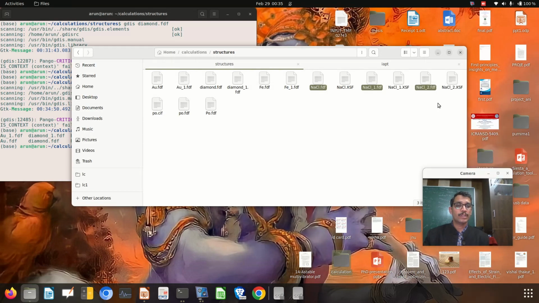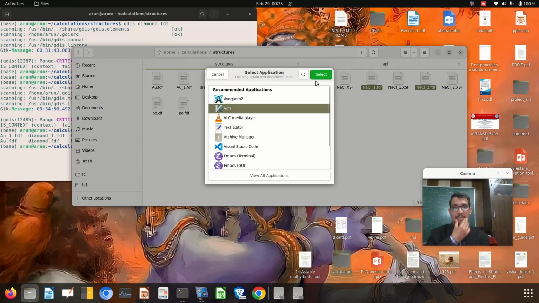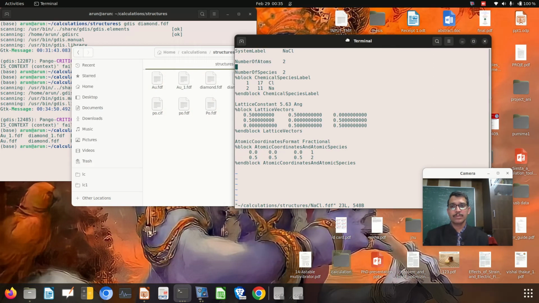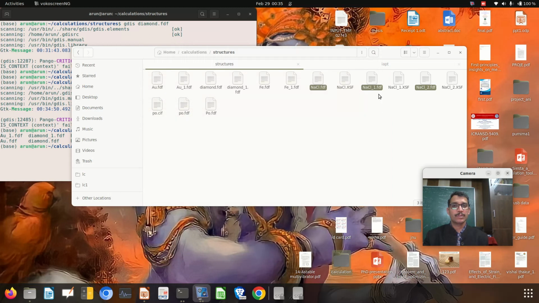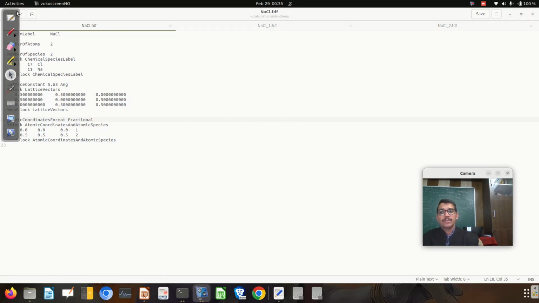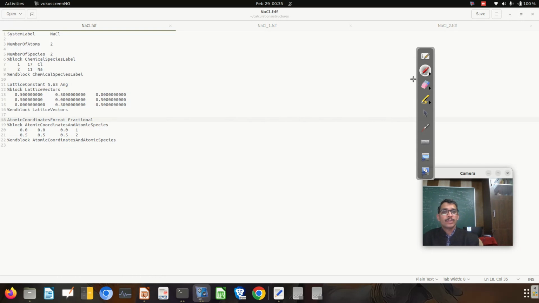Let me open it with the help of another app if it is possible. Oh, it's not possible. Let me open it in the G editor. Now see, it's a very interesting structure. So here, this is also an FCC like structure.